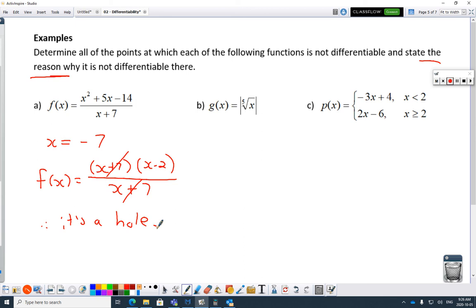You can still find the limit here because it's a hole, but you can't find the derivative. I'm going to skip B because that's the long conversation. I'm going to go over to C because C is not too bad to talk about.